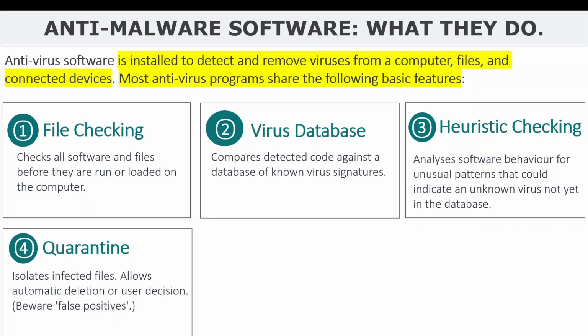Next is quarantine. Once a virus is detected, first of all, it is isolated and then an action is taken. The isolation is the first thing done, and it will either automatically delete the file or ask for your permission, and then you will take a decision on what to do.